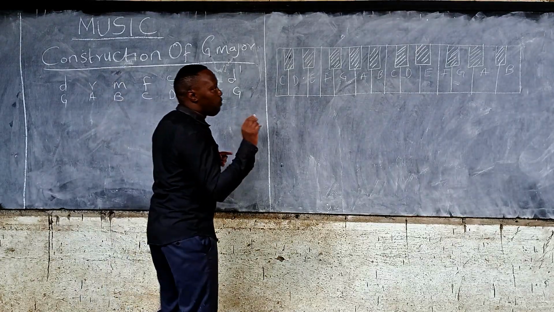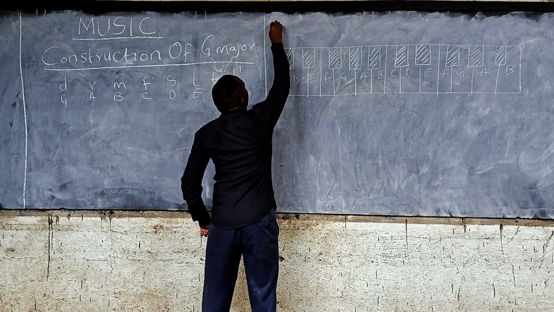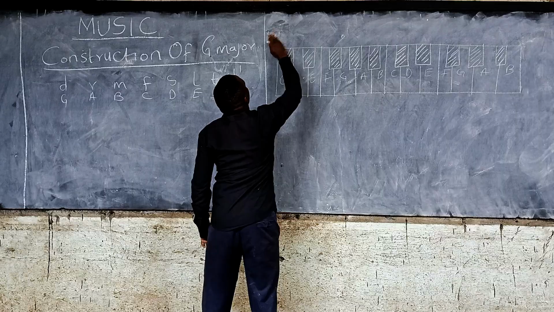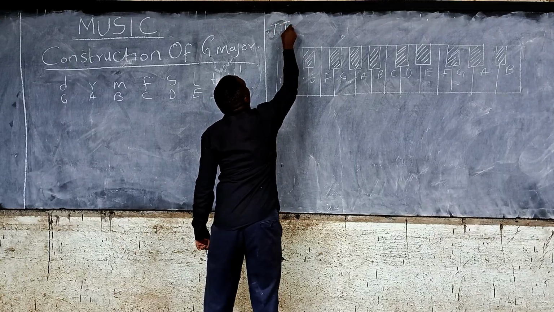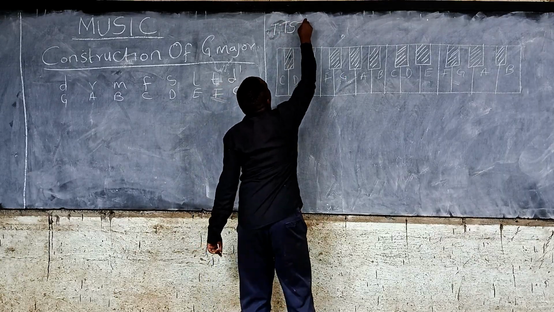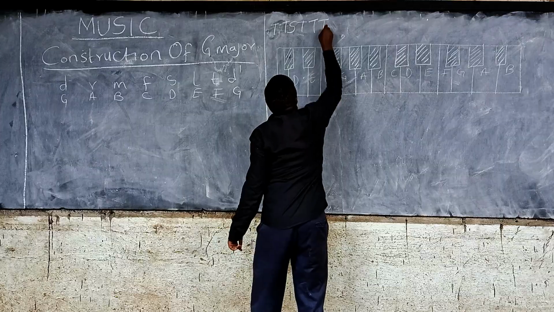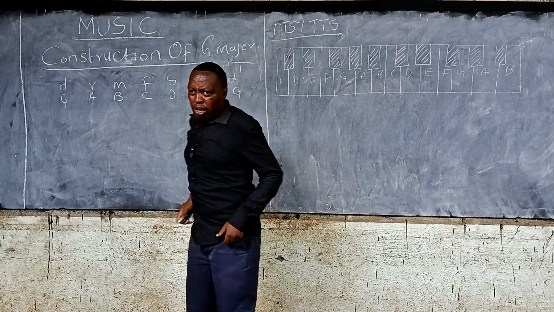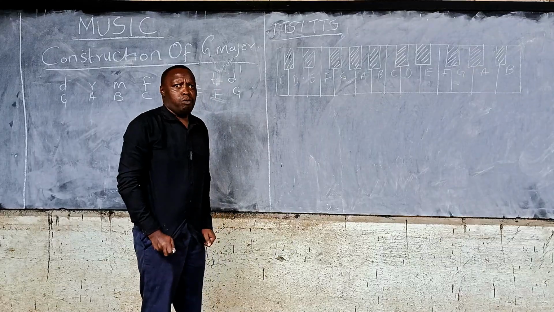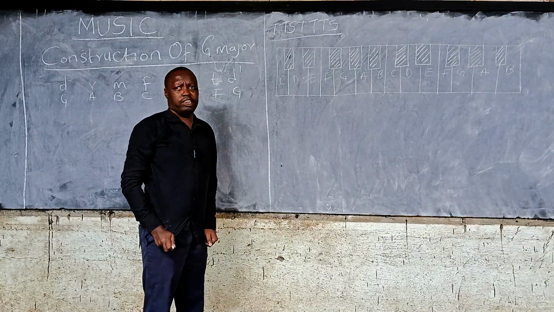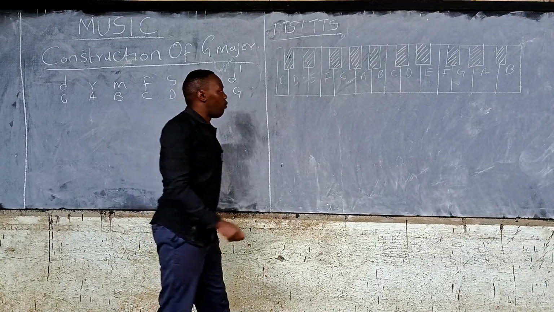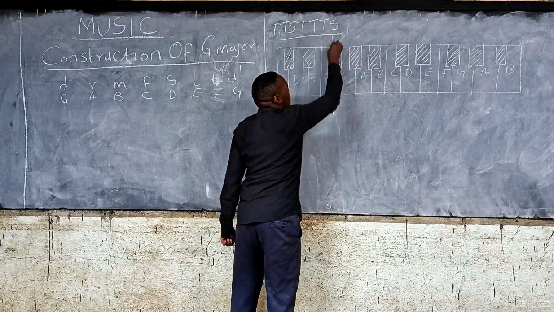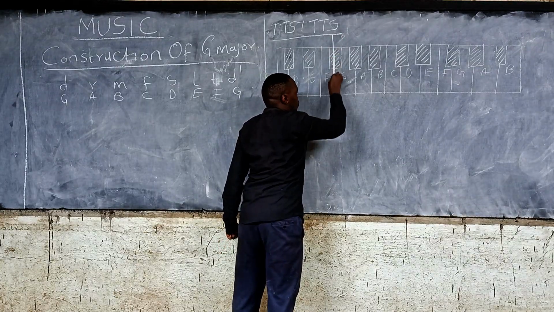That melody, we said this was the rule. I'm going to write it somewhere aside. Tone, tone, semitone, tone, tone, tone, semitone. That's our formula. Now, let's go to our keyboard. We want to confirm whether we are going to get that. Now, we are going to start where? Here is the place that we are going to start.